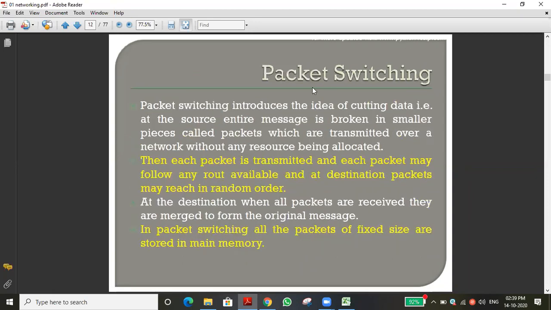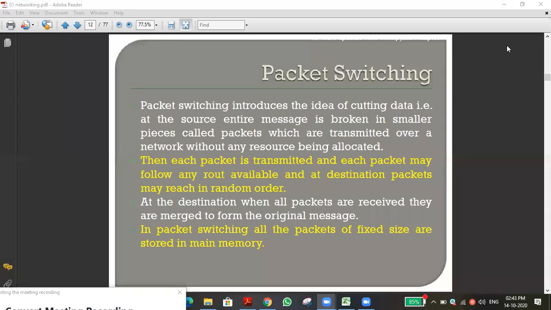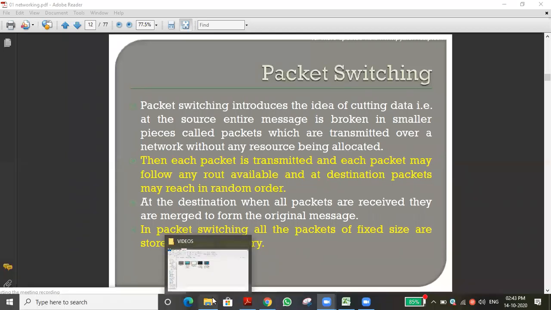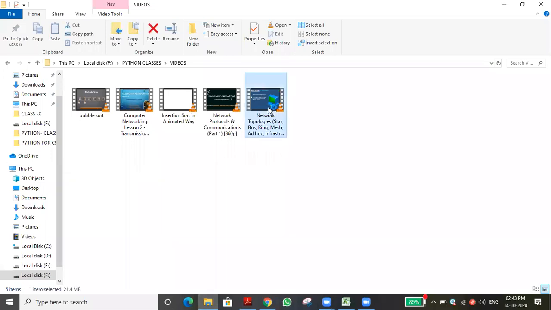Then packet switch. The packet switch introduced the idea of cutting the data. I will show that in an easy method. For getting the idea of what is packet, what is switch, I will just show one video regarding that. You can try to understand it. Just a minute.